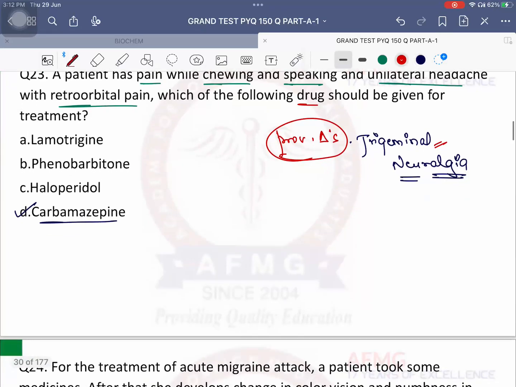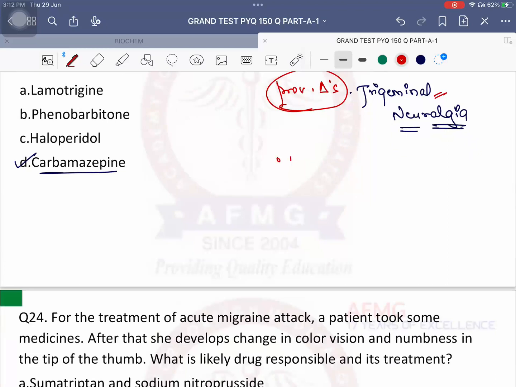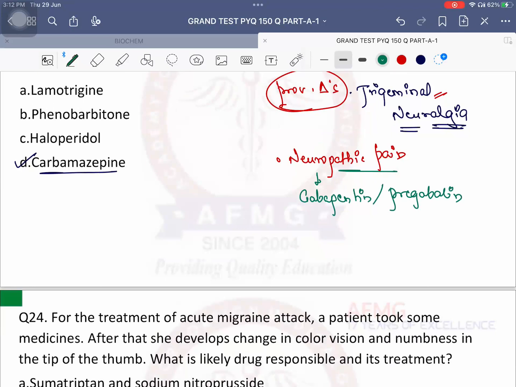Okay, for trigeminal neuralgia. Can anybody tell me, usually in cases of neuropathic pain, what should be the drug of choice? So in cases of neuropathic pain, the drug of choice should be gabapentin, GABA analogs. Or the second drug is pregabalin. So in cases of neuropathic pain, the drug of choice should be gabapentin or pregabalin. Neuropathic pain occurs in two conditions. Jaldi se.